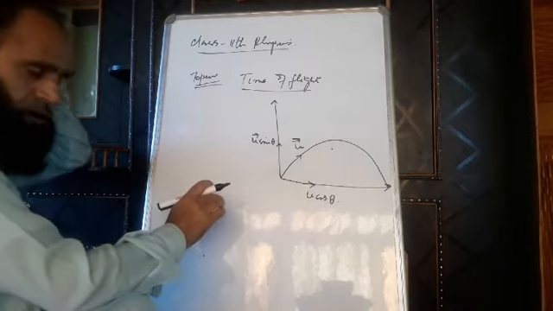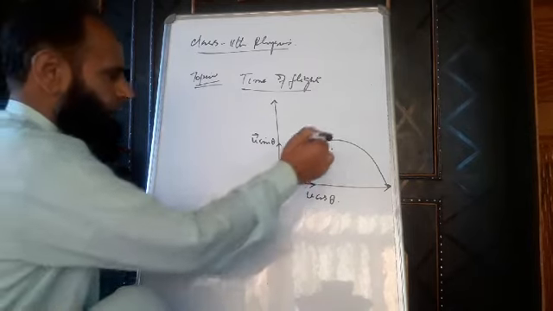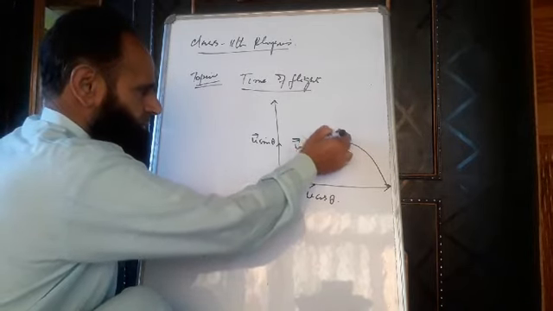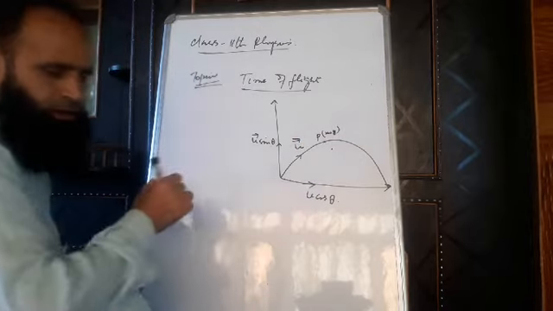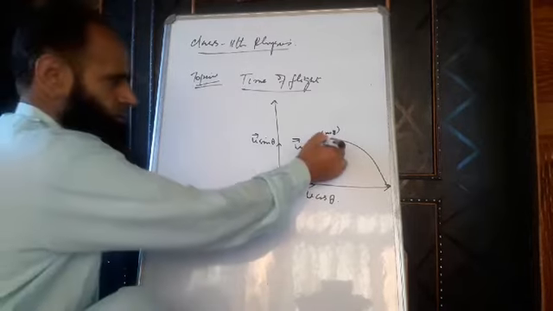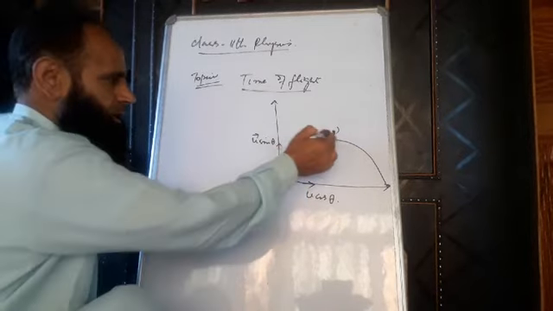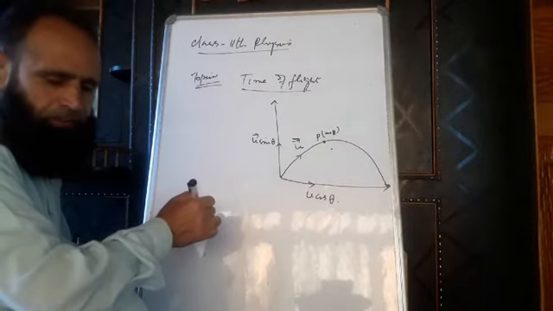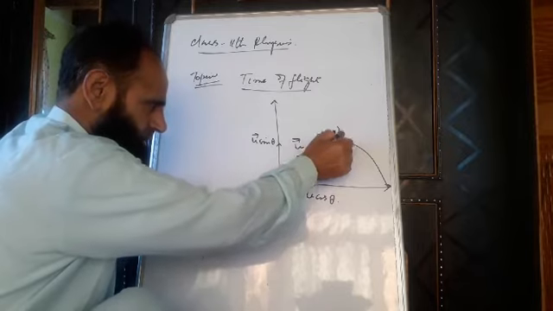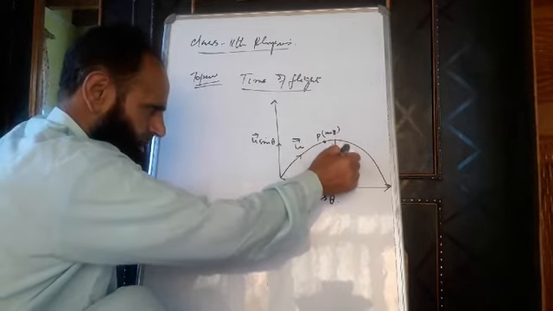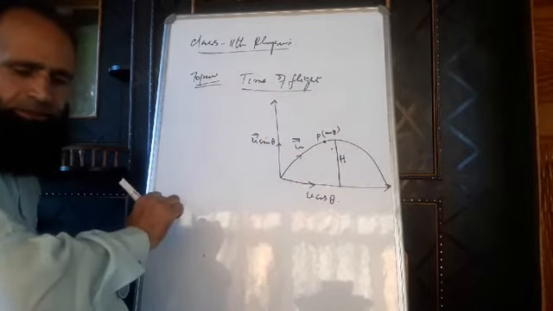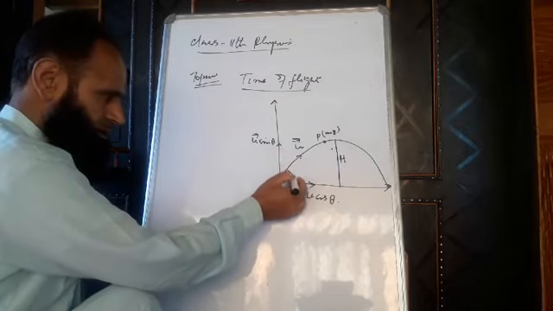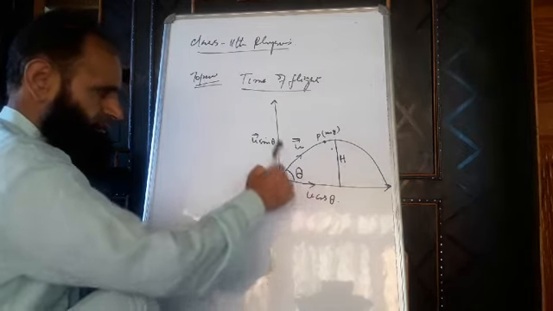Now we know that a point P, already discussed, is having coordinates x and y. This projectile has a position at point P with coordinates x and y. Let h be its maximum height attained. After that it may descend. We have already thrown the projectile with an angle theta.